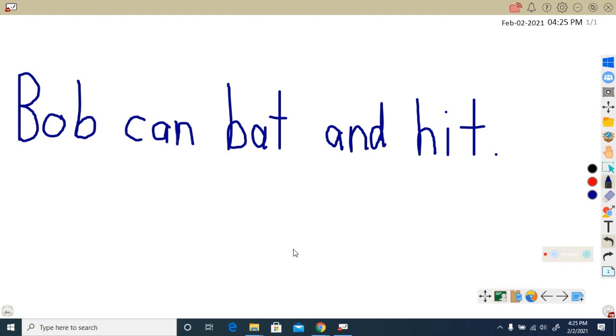Look at this sentence. We're going to sound it out and then we're going to read it. This is the first letter of the sentence, so the word is capitalized. Let's look at it. B, ob, Bob. What's this word? Can. That's a sight word. We don't have to sound it out. Bob can.